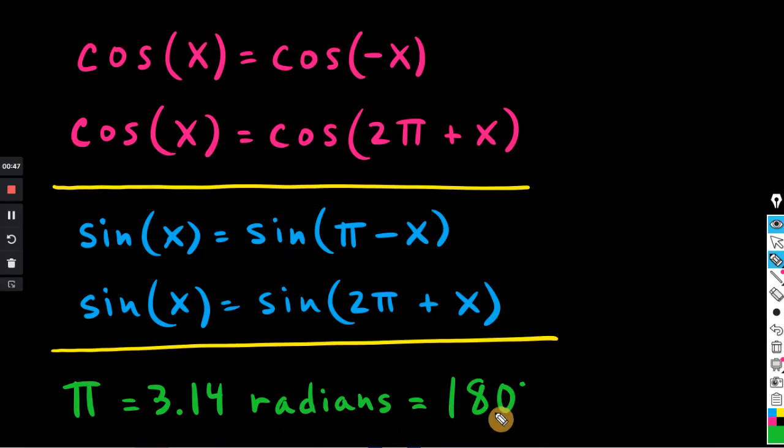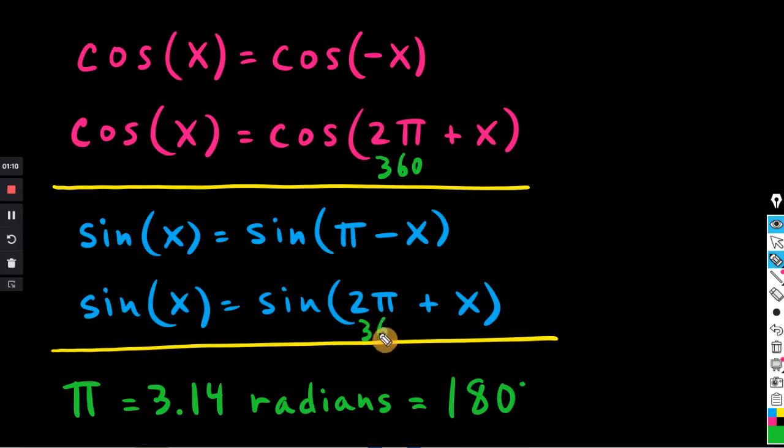Okay, you want to remember that pi equals 3.14 in radians, but in degrees it equals 180 degrees. All right, some of these problems are going to be in radians and some of them will be in degrees. So for the ones that are in degrees, you can make this 2 pi, 2 times 180, which would just be 360. Okay, so if the problem is in degrees, that's just going to be 360.